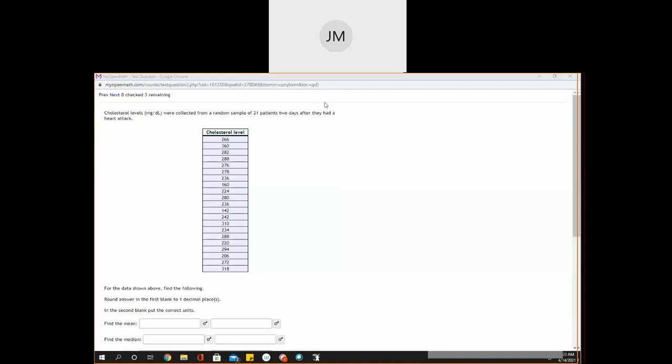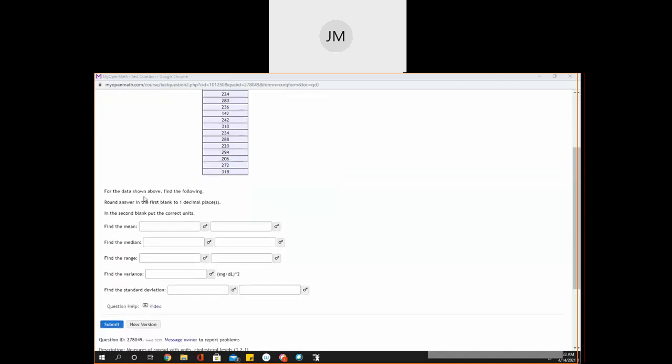Okay, so let's go through this one from 3.6. This says cholesterol levels were collected from a random sample of 21 patients 2 days after they had a heart attack. Okay, they had a heart attack, and then here we have their cholesterol level. So for that data, fill in the following, right? So we want mean, median, range, variance, standard deviation.